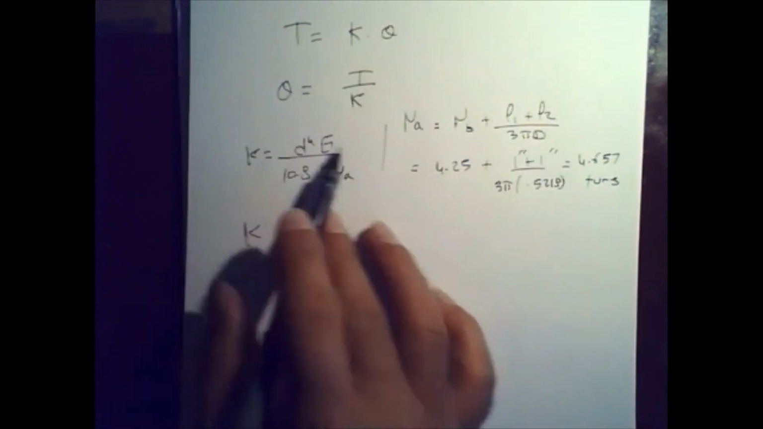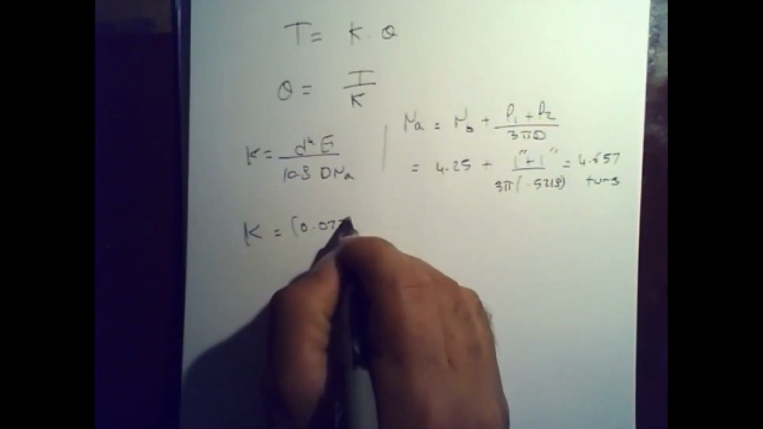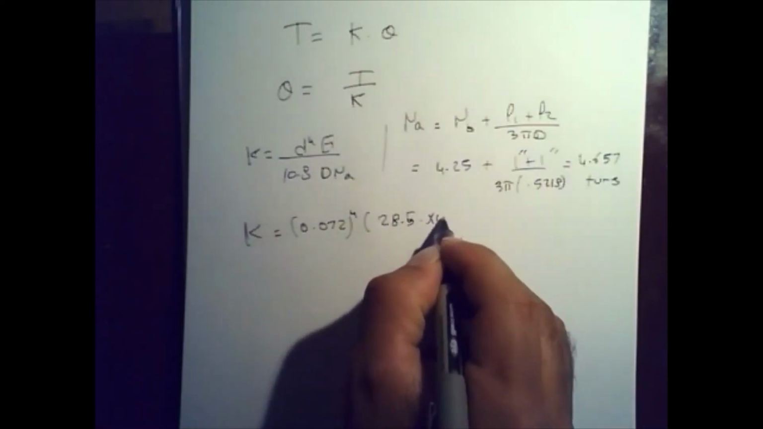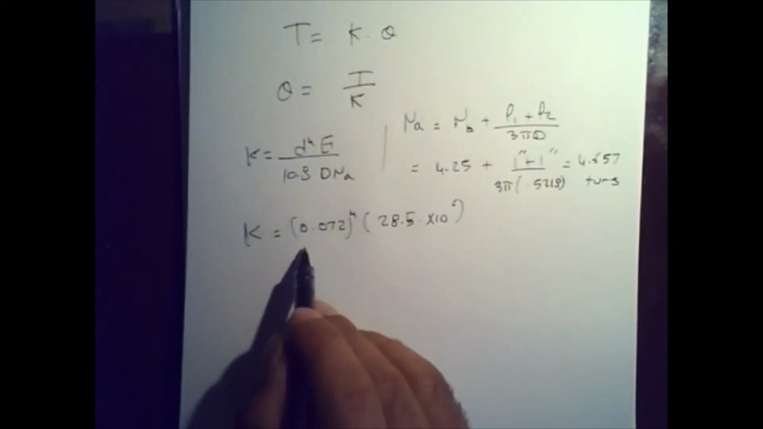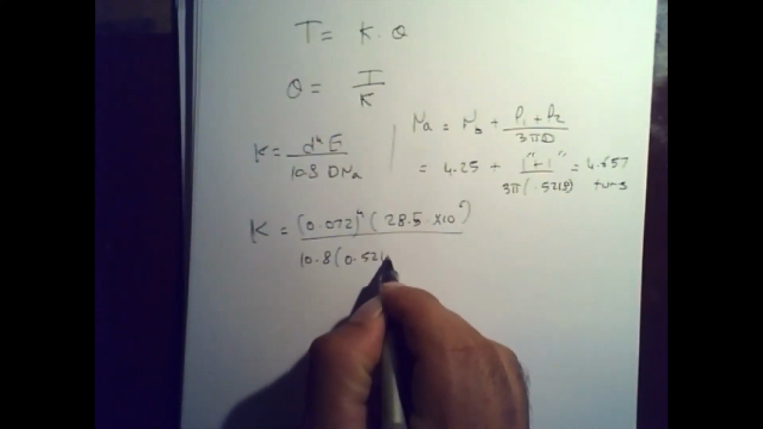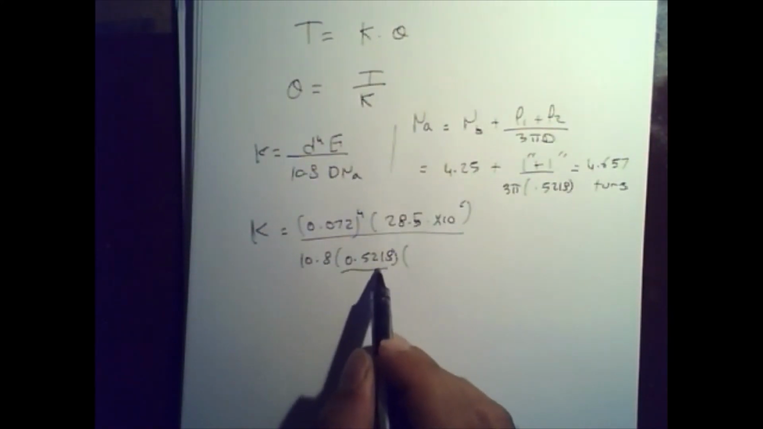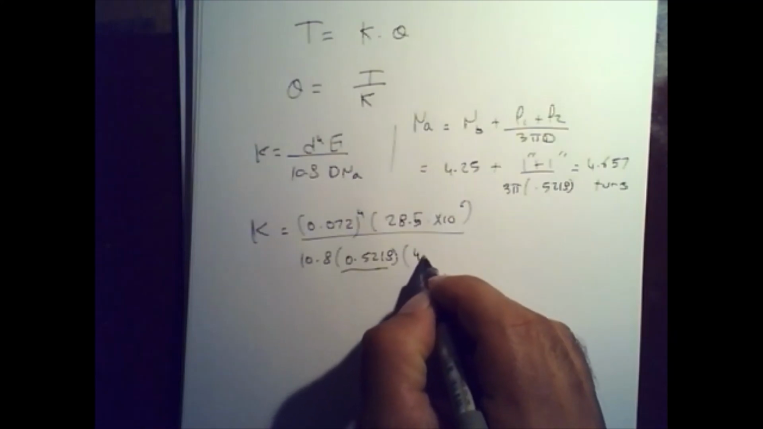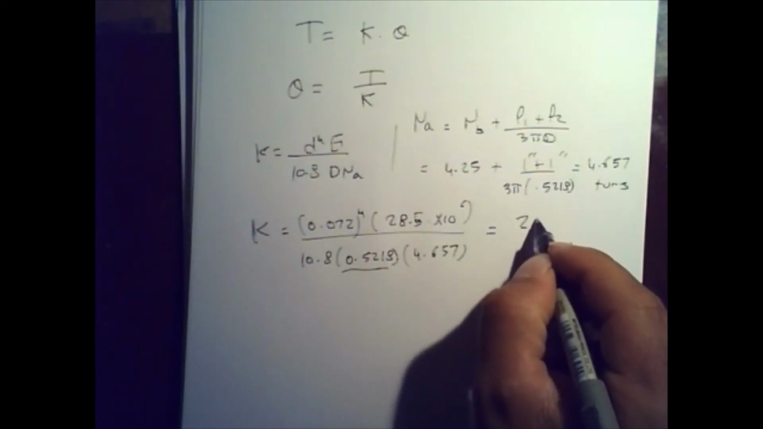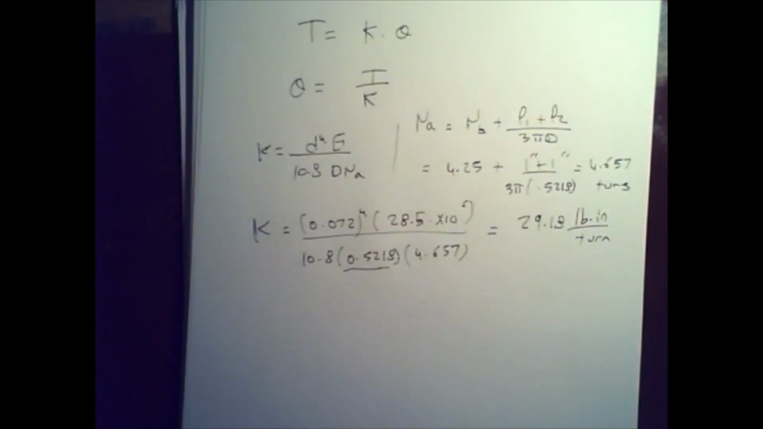So K, now simply I'm going to replace these, and I'm going to end up with 0.072 to the power 4 multiplied by 28.5 times 10 to the 6. This is the modulus of elasticity of the music wire. And 10.8, 0.5218 multiplied by, this is your mean coil diameter, multiplied by number of active coils. It's going to be equal to, so your stiffness is going to be 29.18 pound-inch over turn.